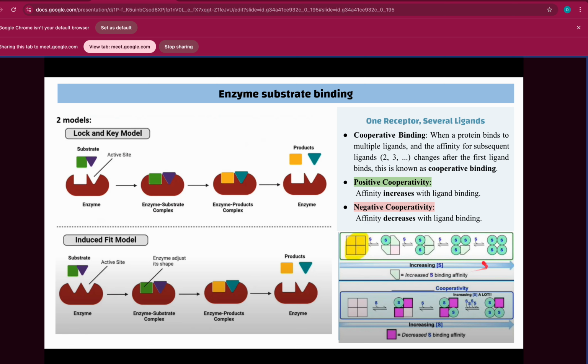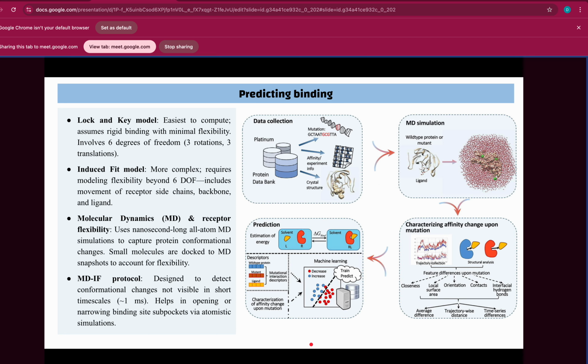Yeah, so these are the terms which tell you about different types of enzyme substrate bindings. Now, predicting binding. So first is the lock and key model, which is easiest to compute because you are making your protein and substrate both rigid, so you do not have to make so many calculations, with minimal flexibility, and it involves 6 degrees of freedom, that is 3 rotations and 3 translations.